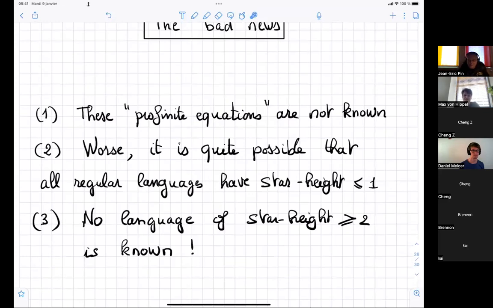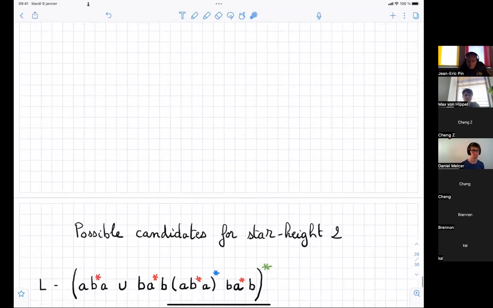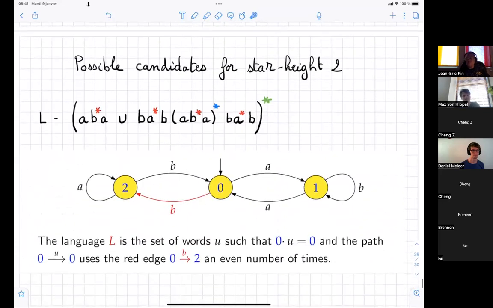So what are the latents? If you want to practice, here is a possible candidate. You see this relatively long expression. It's apparently of star height 3, but I want to make it a candidate for star height 2. If you want to understand what it means, the regular expression is a bit complex.